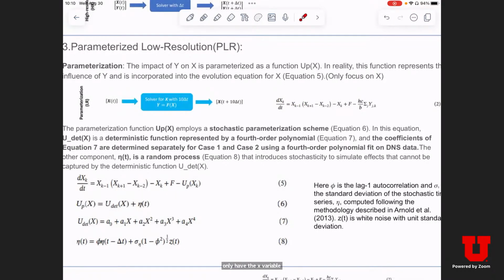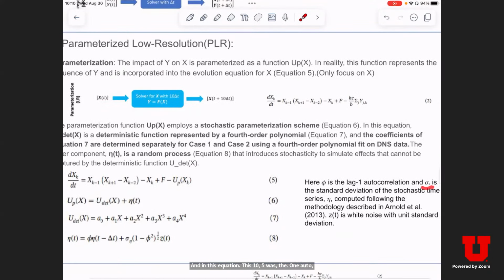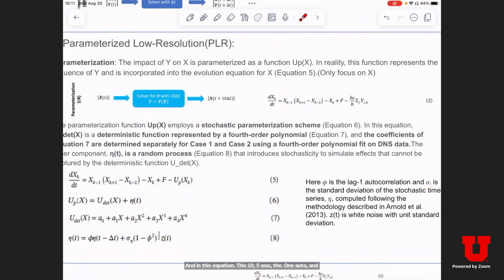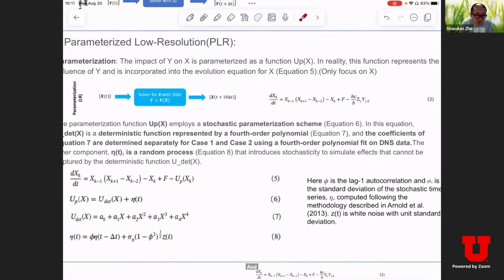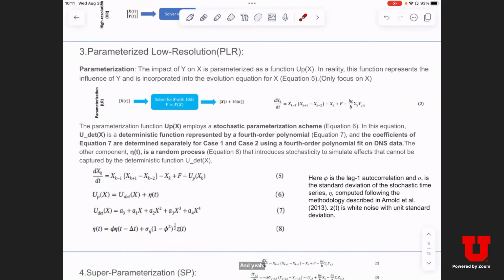And in this equation, this term phi was the lag one autocorrelation, and sigma is the standard deviation of the stochastic time series. And the lag one autocorrelation is computed based on what? Based on x? Yes, it's based on the last time series x, the last time step plus some sigma. It's kind of like the autoregression equation, the first order regression equation.